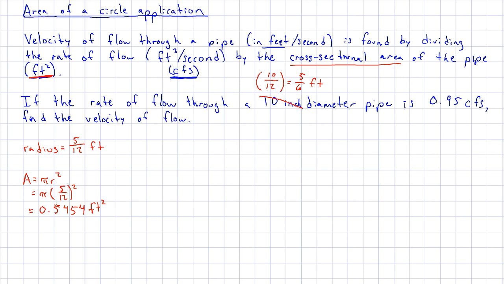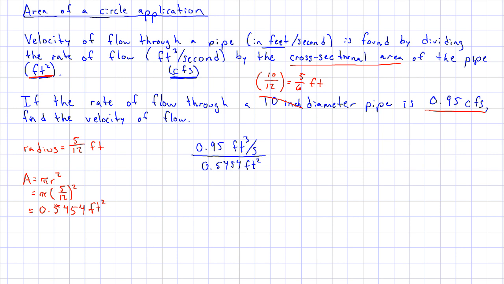And the last thing I need to do in order to find my velocity is to divide my cubic feet per second by my area. So if I take 0.95, this is cubic feet per second, and I'm dividing that by 0.5454 square feet.